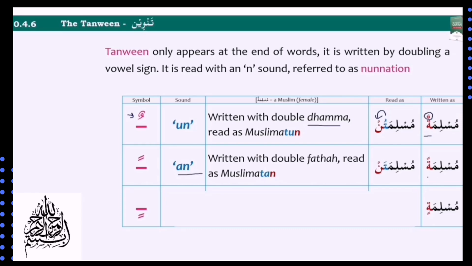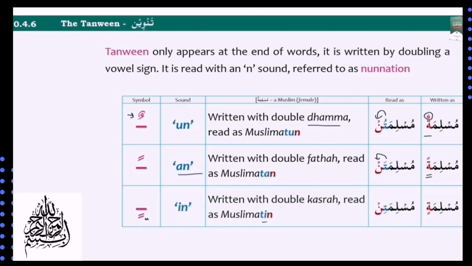And then we have the double kasra at the end, which gives us the sound of "in", muslimatin, and again it is as if there is a noon with a sukoon at the end. So tanween produces an N sound at the end, and that sound is called nunation in the English grammar books. So you'll see it: N sound, nunation, and this is tanween.